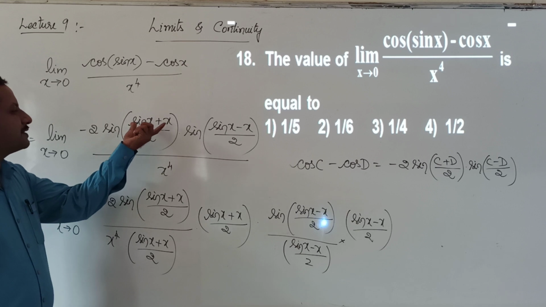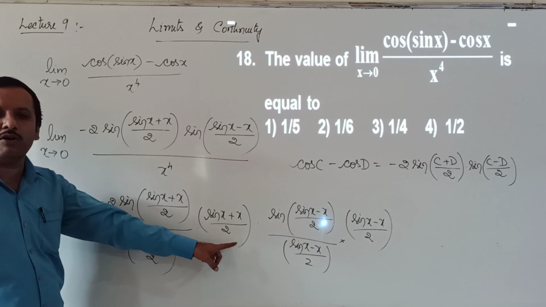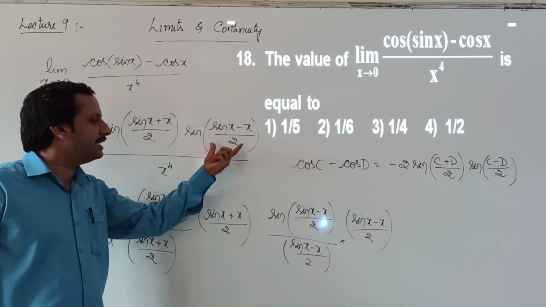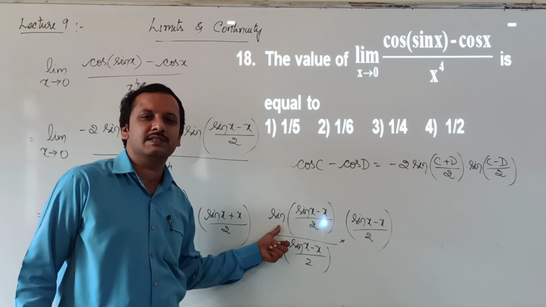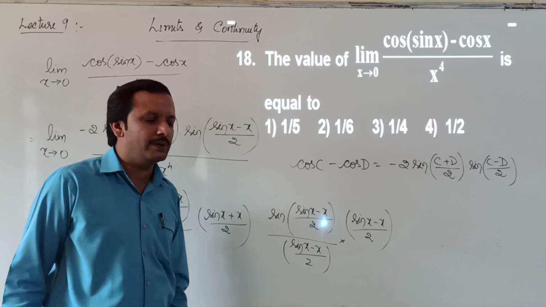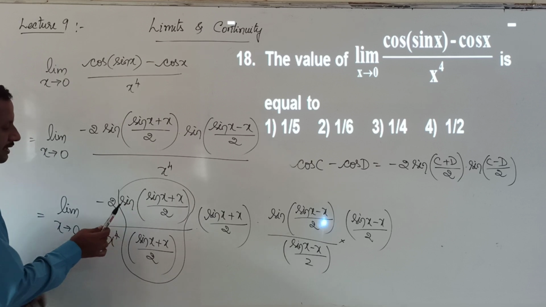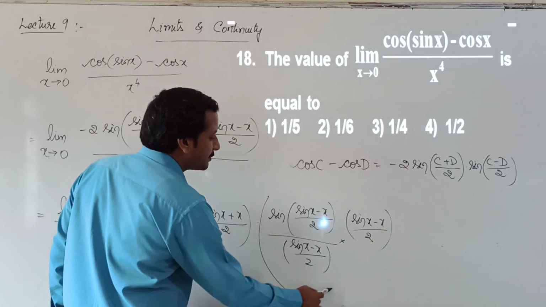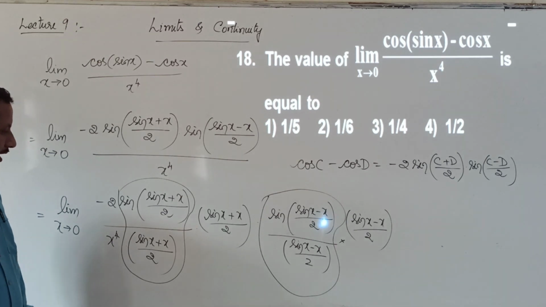Just observe what I have done here. We had a sin of (sin x plus x)/2. I have divided by (sin x plus x)/2, then to compensate, I have multiplied. Similarly, here we had sin theta. When you have sin theta in the numerator, we want another theta in the denominator. It's as good as sin theta by theta. So to compensate, I have multiplied by that (sin x minus x)/2. Now as x tends to 0, this is like sin theta by theta, so this expression will become 1. Similarly, this expression will also become 1.